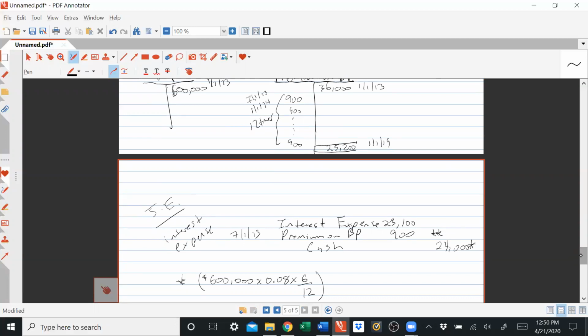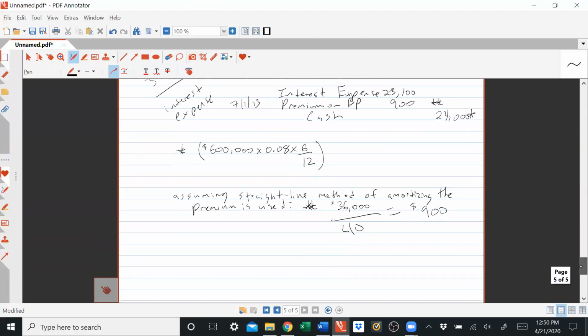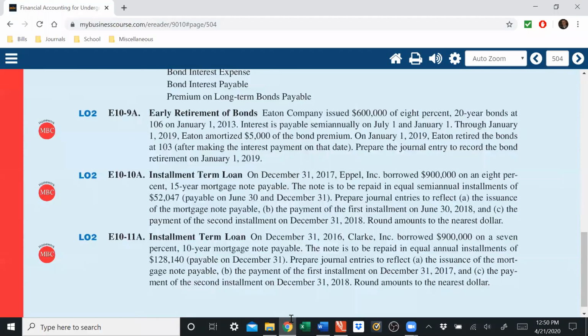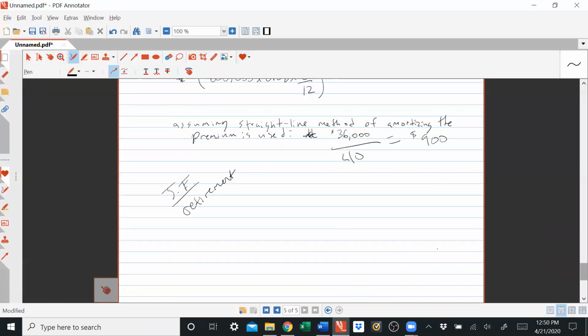And now we have to retire the bonds. So the journal entry for the retirement: it says right here, on January 1st, 2019, Eaton retired the bonds at 103 after making the interest payment on that date. Prepare the journal entry to record the bond retirement on January 1st, 2019.